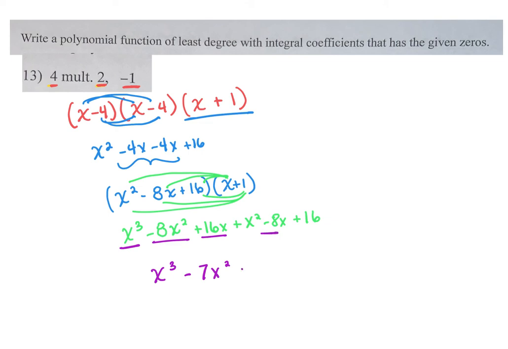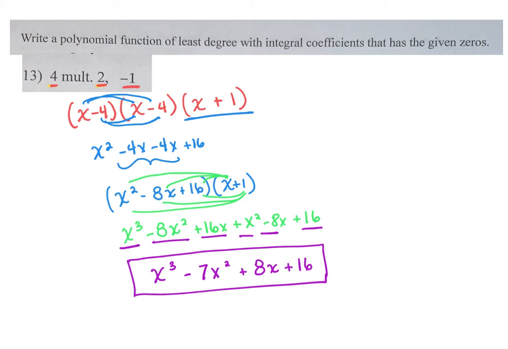+16 and -8 give me +8. And then 16 cannot combine with anything. So they gave me the zeros and I found my polynomial, versus on the first page where I gave you the polynomial and I wanted the zeros. Okay, it's just the inverse of what we've already done. So it's a really quick way to check if you at least did your multiplication of your variables correctly.